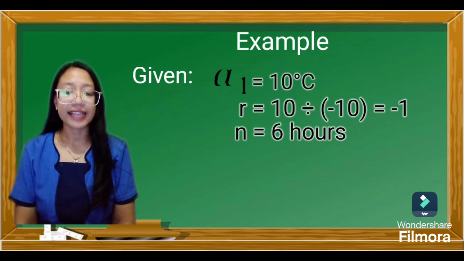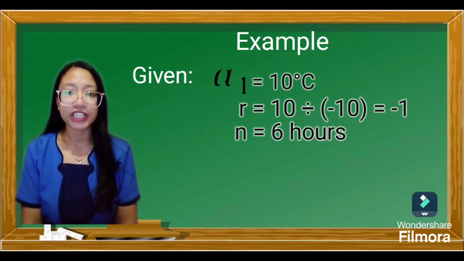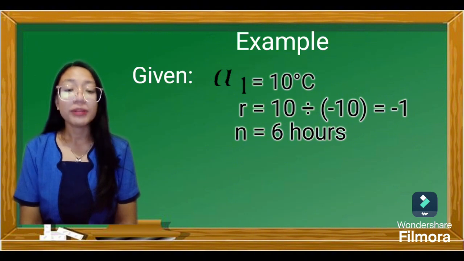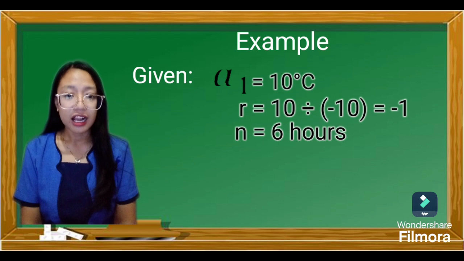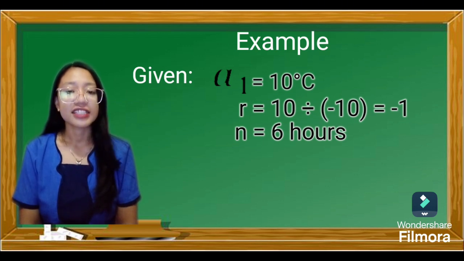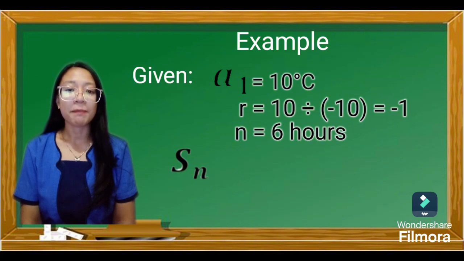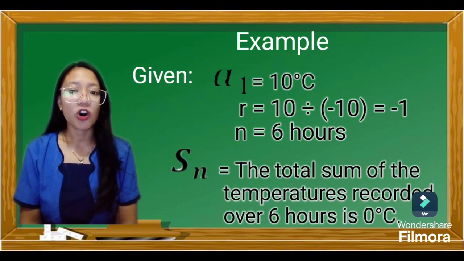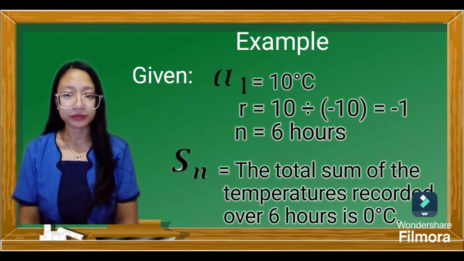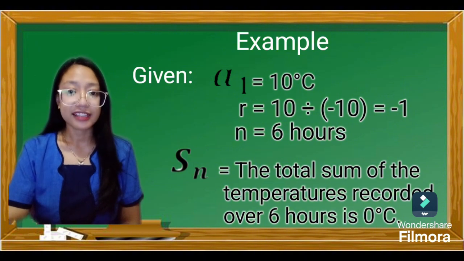So, ngayon, isosolve na natin. Since nakalagay doon kanina sa diniscuss na kapag ang common ratio natin ay negative 1 and then yung number of terms natin ay even number, ang magiging answer niya is 0 lang. Hindi na natin siya kailangan isolve. So, ang magiging sagot lang dito or ang final answer is the total sum of the temperature recorded over 6 hours is 0 degrees Celsius. So, let's move on to another example.